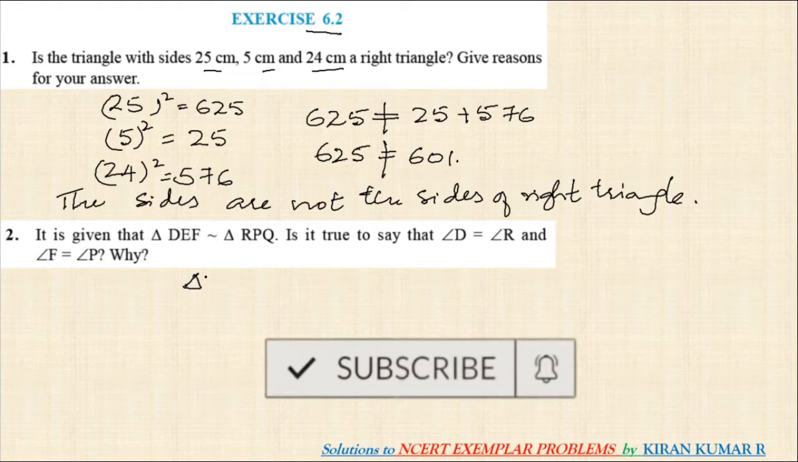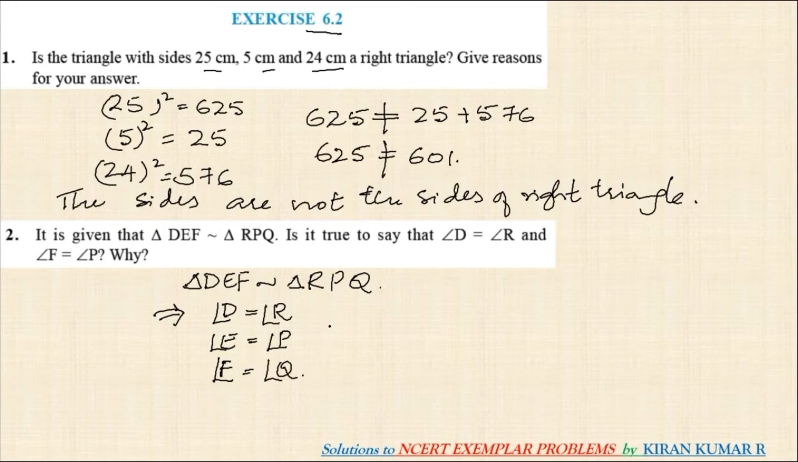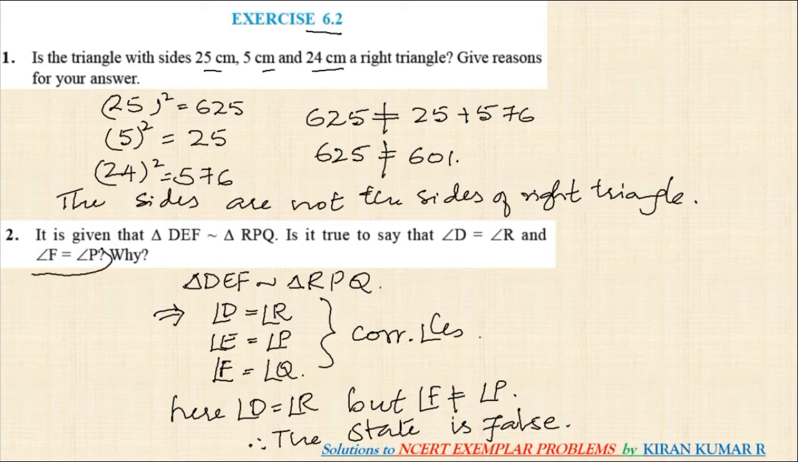Here, triangle DEF is given similar to the triangle RPQ. It means that angle D will correspond to the angle R, angle E corresponds to angle P, and angle F corresponds to angle Q. These are the corresponding angles. Here, angle D is equal to angle R, but angle F is not equal to angle P. Therefore, the statement is false. We can't say that angle F is equal to angle P.